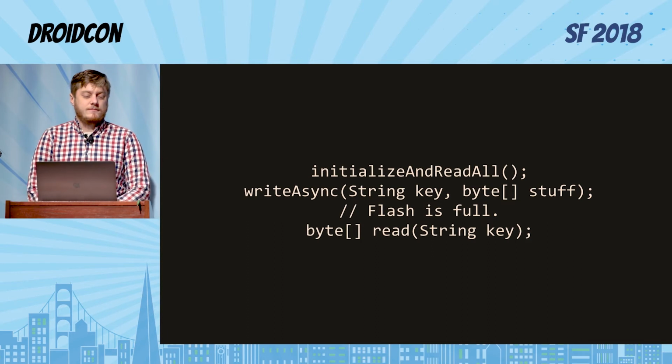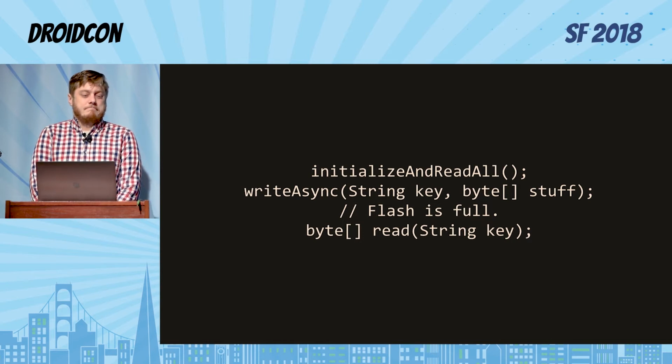But okay, you do a write async. It goes into memory, it gets saved into the hash map, but then the underlying flash storage is completely full. What should happen here? With this API, you're just not going to know what happened.